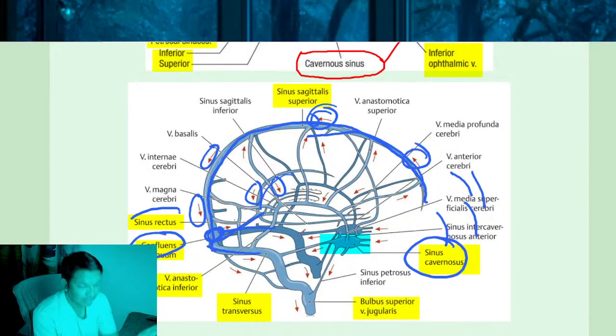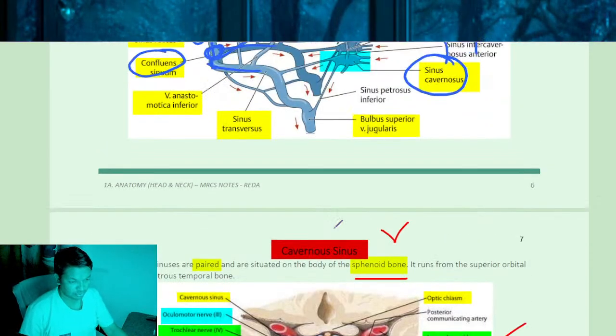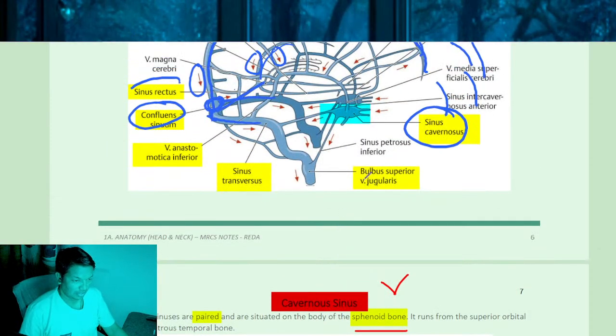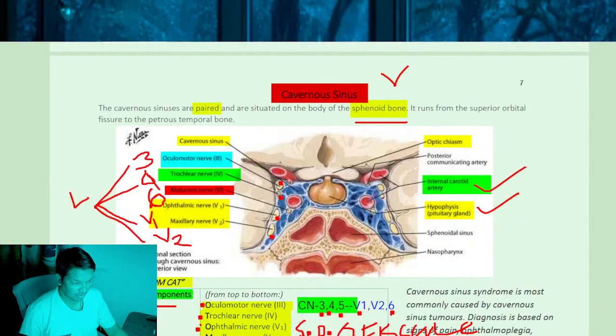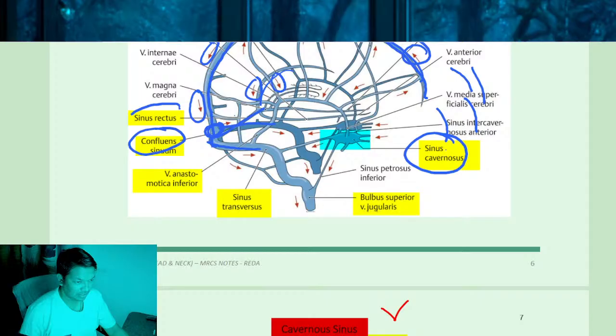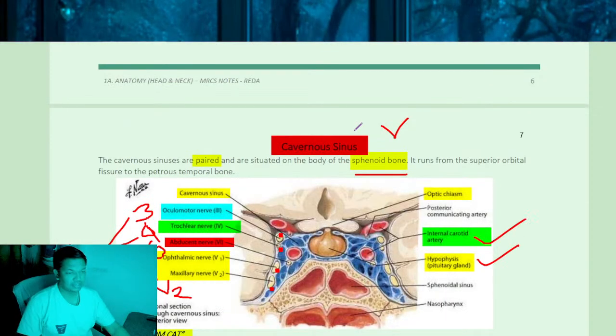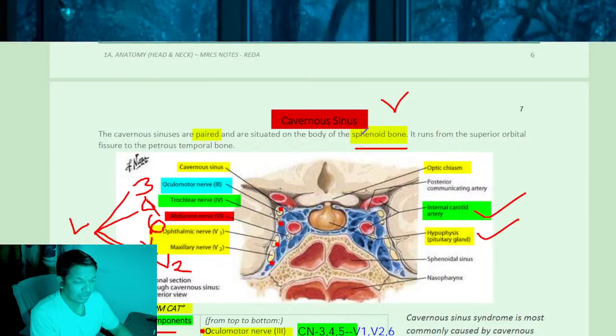From here we will not get any question, it is just to get the concept of how the sinuses are located in your brain. This is an exam question: the cavernous sinus. Very important. Here is the cavernous sinus. Both sides we have a cavernous sinus, right and left side. The cavernous sinuses are paired, and they are located in the sphenoid bone.